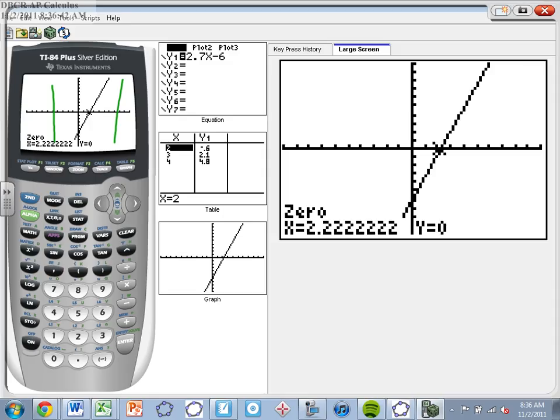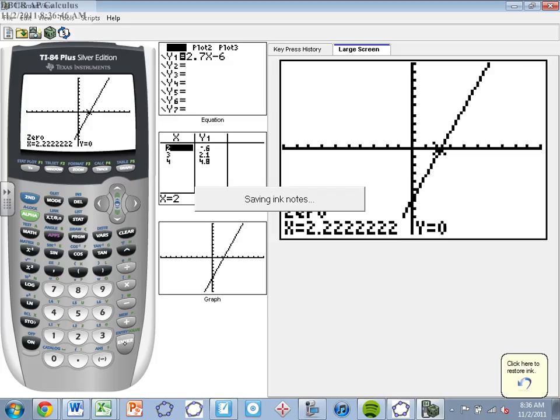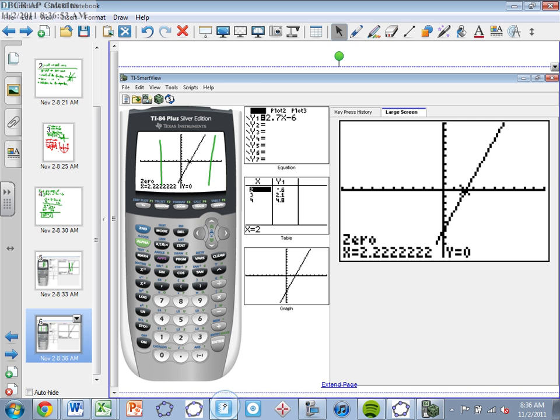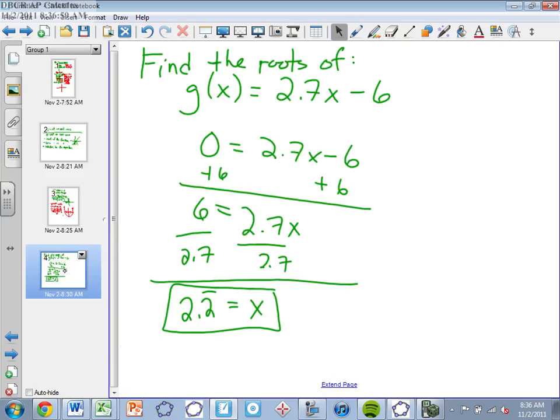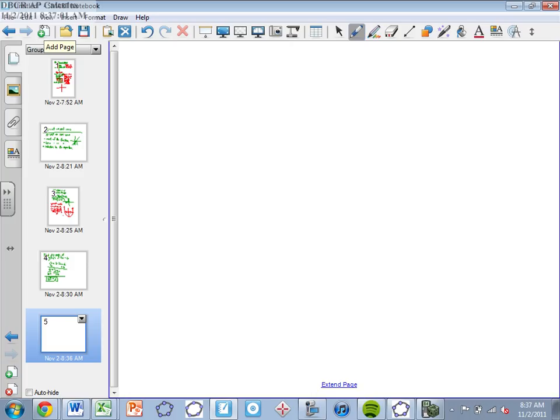Okay, let's look at an example. So everybody, we were able to solve this by hand and then on the calculator. Let's look at another example right now where we cannot solve it by hand. So let's open a new problem where we cannot solve by hand. So here's the equation.